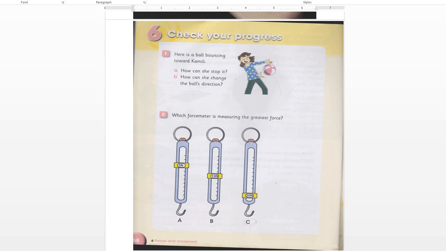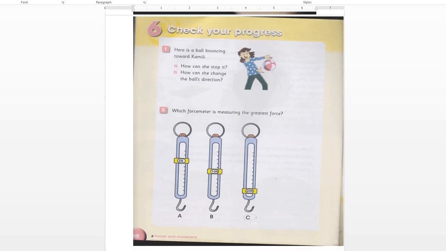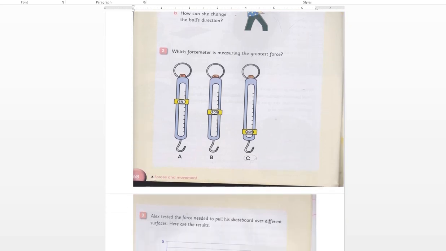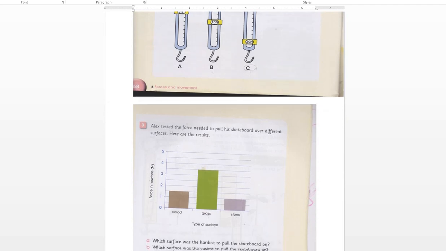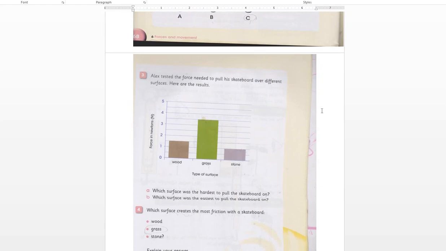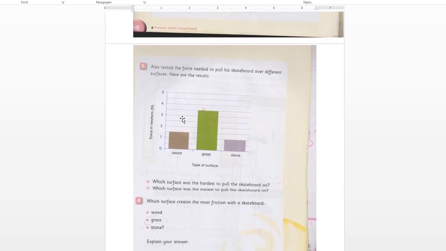Let's continue to page 69. Open your book on page 69. Page 69, are you there? Okay. Now, let's read the question. Say, Alex tested the force needed to pull his skateboard over different surfaces. Here are the results. Let's check the result. We have wood, the surface. We have grass, and we have stone.